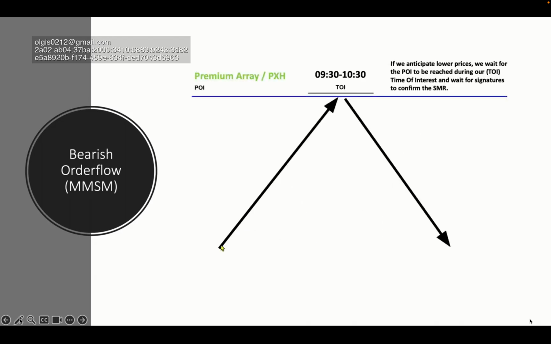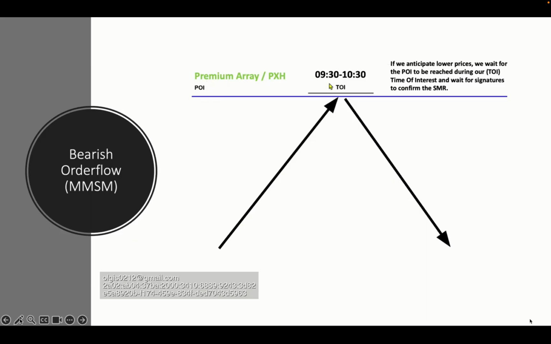For the sell side delivery, we can see the following profile, in which a market maker sell model occurs, where the market reprices higher into a premium array or PXH. This is our point of interest, and this point of interest has to get reached during 9:30 to 10:30. This is our time of interest for the AM session. We want to see a smart money reversal occur on the lower time frames right here, and from there on the sell side of the curve.